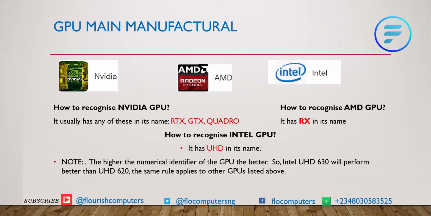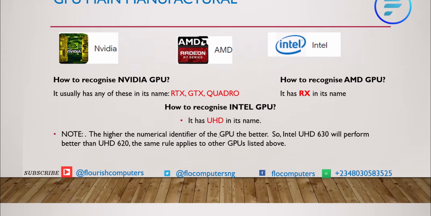So what do I mean by that? It means that if you are using an Intel graphic card, the UHD 630 will perform better than UHD 620. So the higher the numerical identifier of your GPU, the better the performance. The same applies to RTX, GTX, Quadro: the higher the numerical identifier, the better the performance of your GPU.